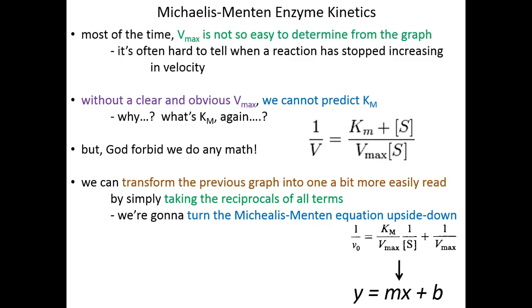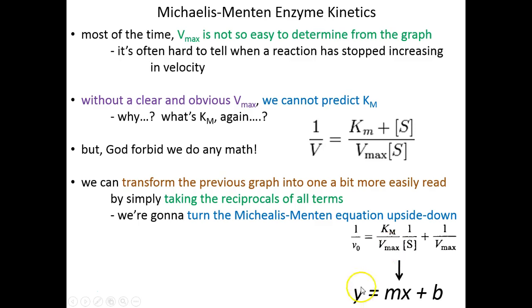Now if you look really closely, you'll see that this essentially is the equation of a line. The general equation of a line, as I'm sure you know, is y equals mx plus b, where b is the y-intercept, m is the slope, and x and y are individual coordinates on that line. Y equals mx plus b is the same as 1 over v equals Km over Vmax times 1 over S plus 1 over Vmax.